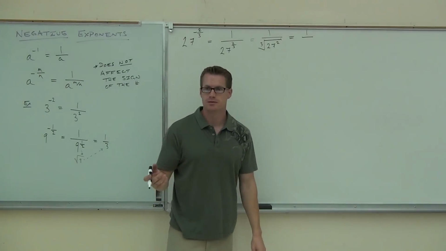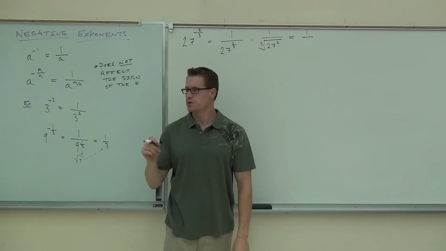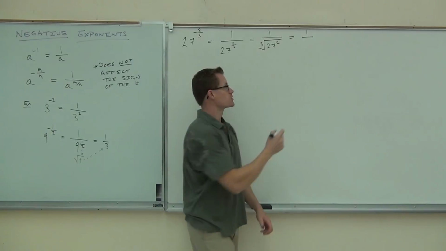What do you think it's going to be? 1/9. How much? 1/9. Yeah, it's going to be, the cube root of 27 is 3, then you square it, you get a 9. I hope you're still okay with that. So we're going to get 1/9.